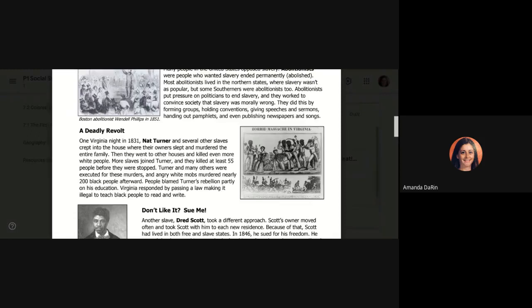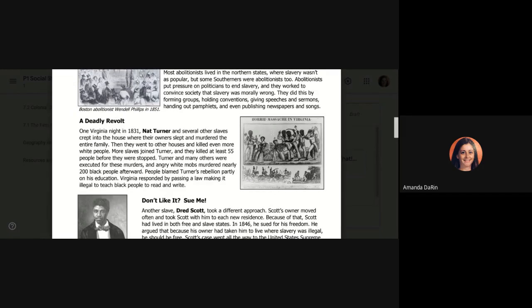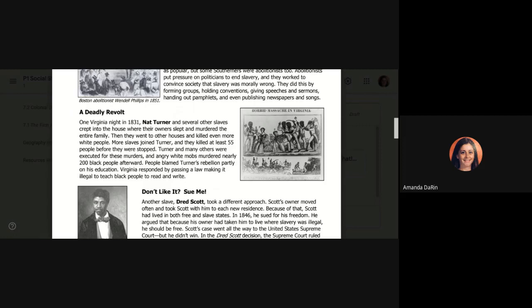People blamed Turner's rebellion partly on his education. Virginia responded by passing a law making it illegal to teach black people to read and write. And this is a historical document, a primary document of the massacre that took place, led by Nat Turner.